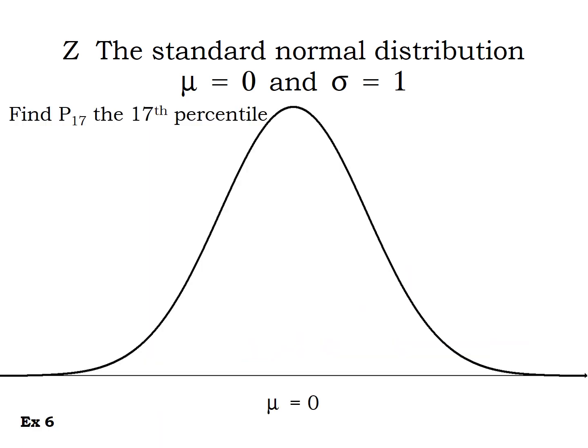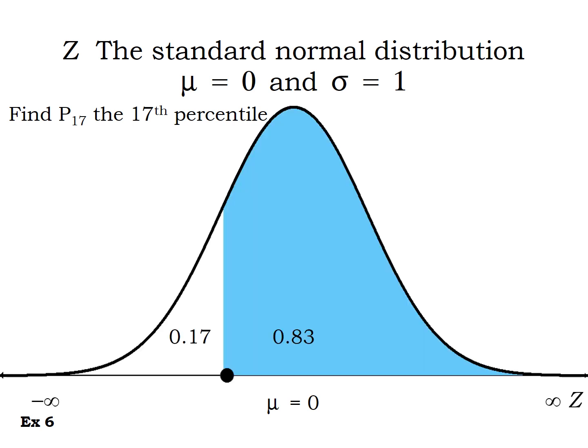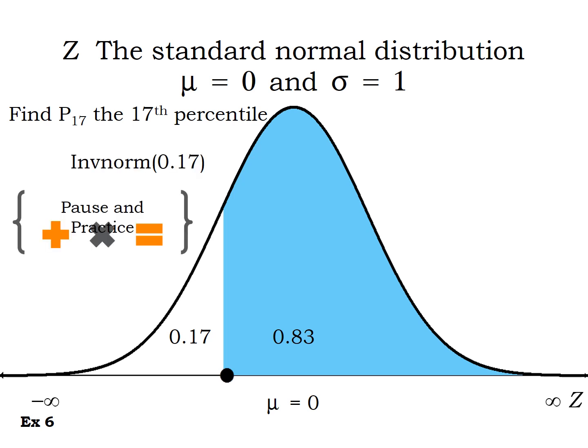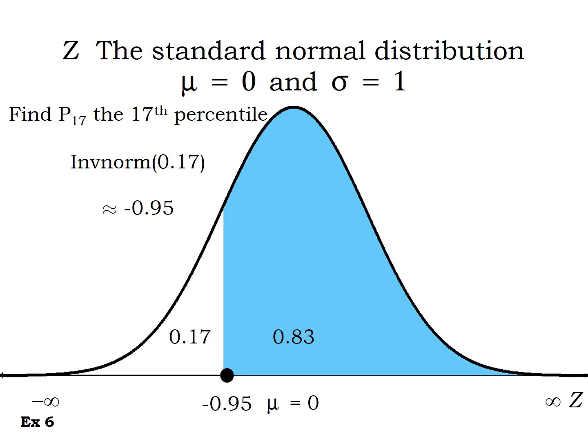So now we want to find the 17th percentile of the standard normal distribution. So again, the z-score you're looking for is definitely going to be less than 0, because less than half the values need to be lower than this. So we're going to use the inverse norm of 0.17. I want you to pause right here, go back to your calculator, and do this inverse norm function. Hopefully you got negative 0.95.